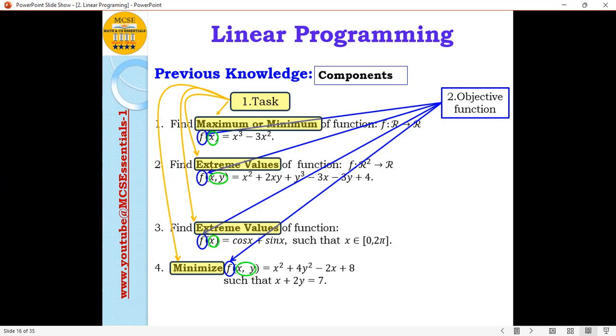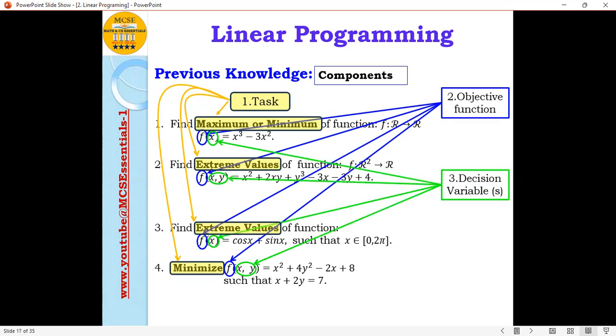These variables, actually, first we determine the value of these variables, and these variables give us the maximum or minimum value of the function. These variables were called independent variables in the previous studies, but they are also called decision variables.